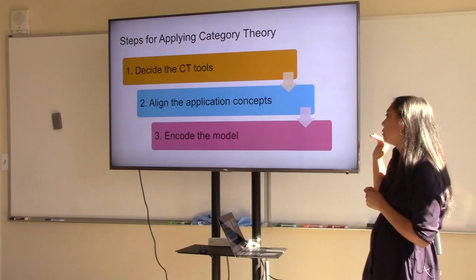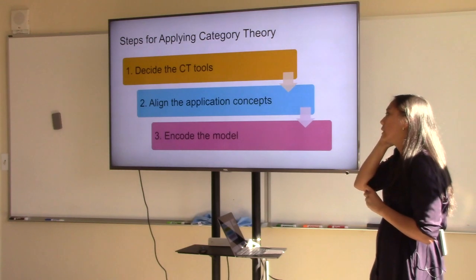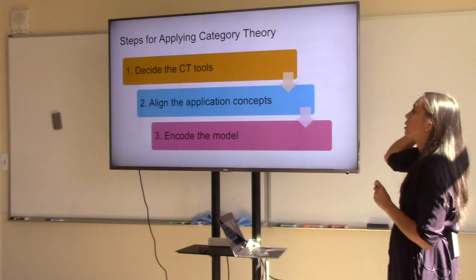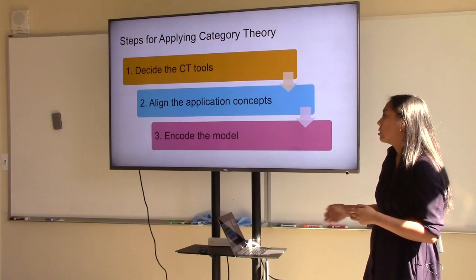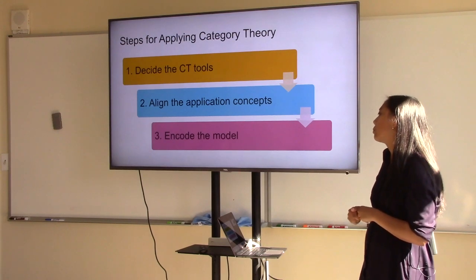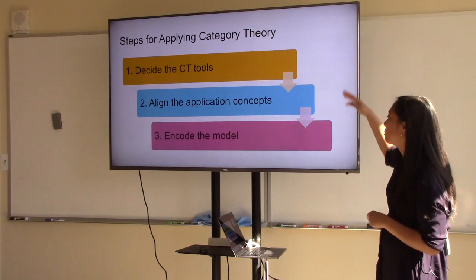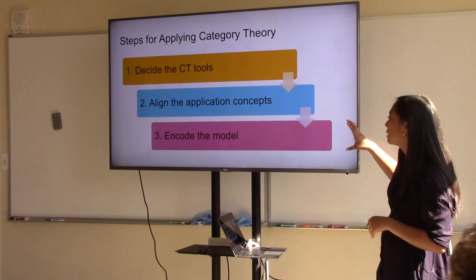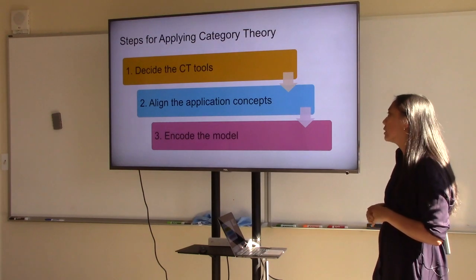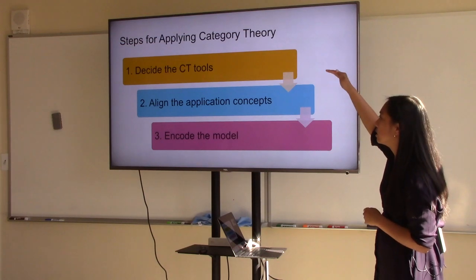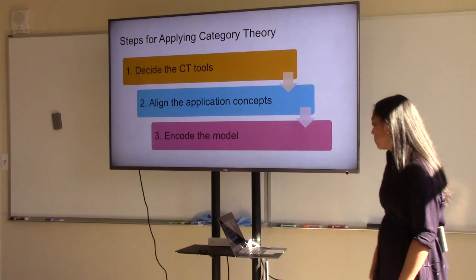And then the third phase is how do we encode the model? How do we actually make this computable, or represent it in a salient format? This can be the category theorist, or this can be something like CatLab, which I think is addressing this, or the engineer. How do they choose to represent the CT tools that you've decided on in a computable way?